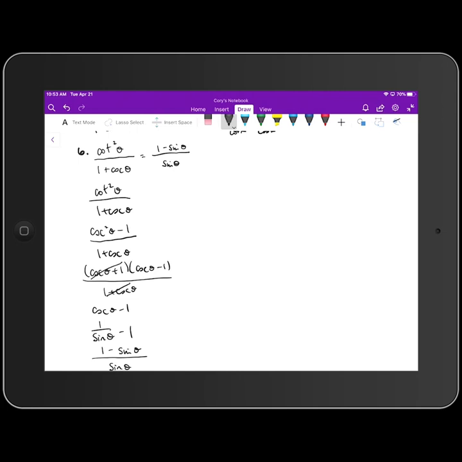Okay, so that wraps up trigonometric identities. We'll take a look at solving trig equations in the next lesson.